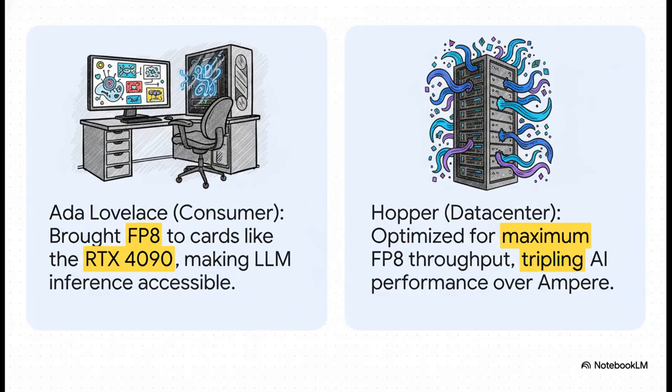And this slide right here brilliantly illustrates their strategy. With the 2022 architectures, NVIDIA did something really smart. For us, the consumers and developers, they gave us Ada Lovelace in cards like the RTX 4090, which put all this powerful FP8 capability right on our desktops. At the very same time, the Hopper architecture, in those big data center chips like the H100, was built to maximize that exact same technology for huge industrial-scale workloads, tripling the performance over what came before it.